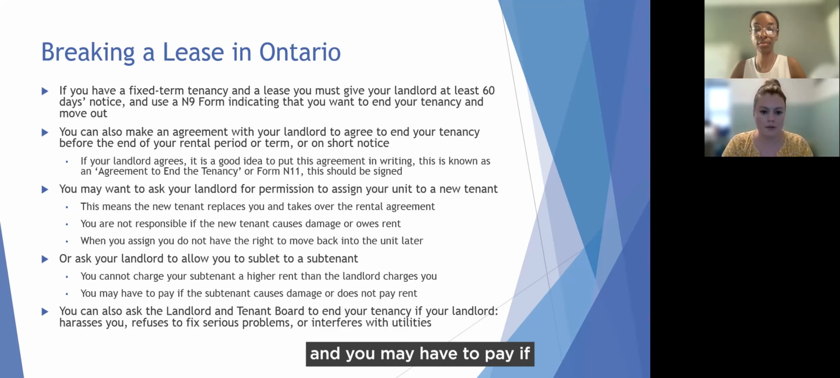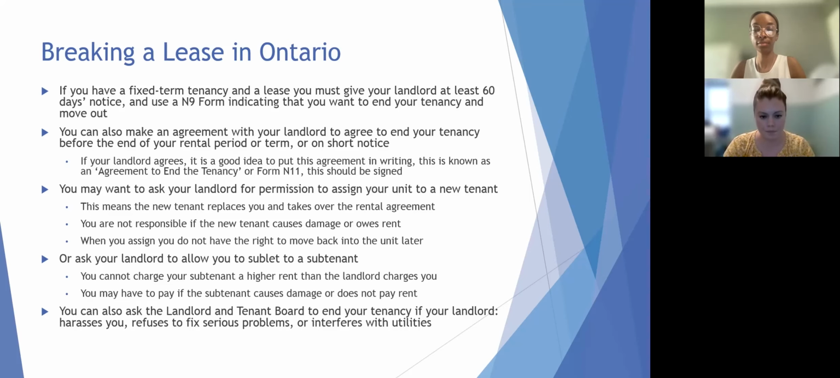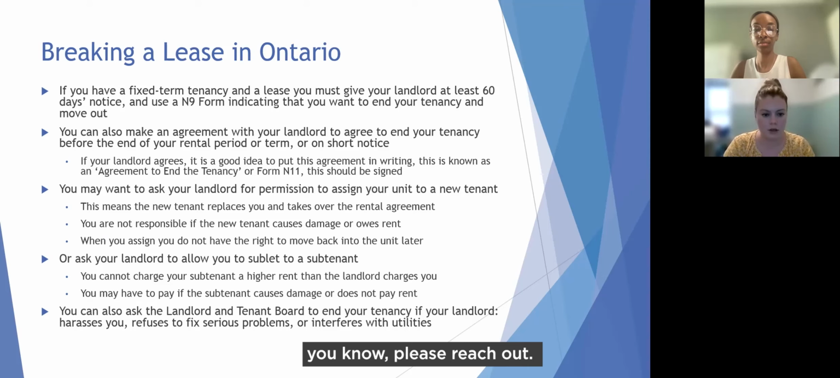And you may have to pay if the subtenant causes damage or doesn't pay rent. And that's because your relationship with the landlord is still continuing. And they haven't stepped into your shoes as taking over the lease. They're just occupying it for a certain amount of time with that subtenancy agreement. So yeah, again, with these situations, if you'd like legal advice, please reach out.